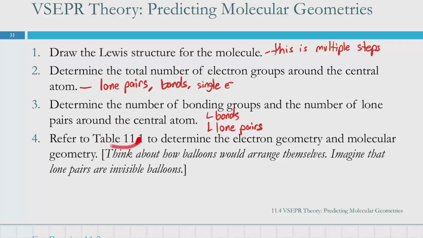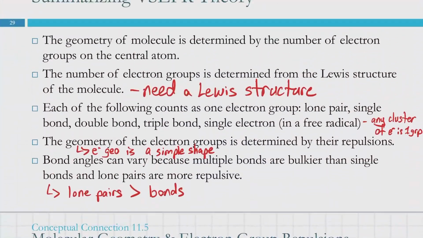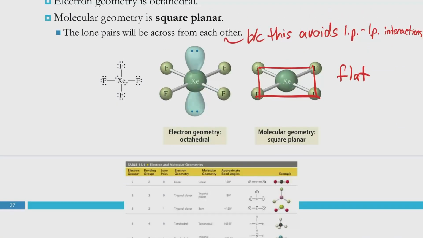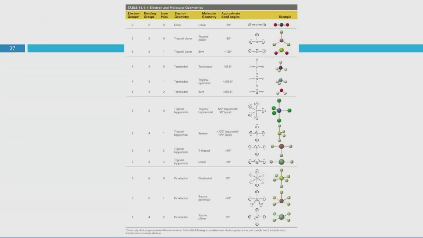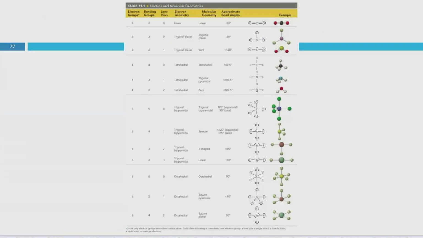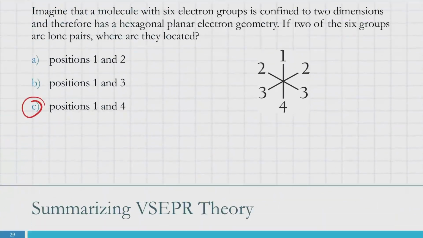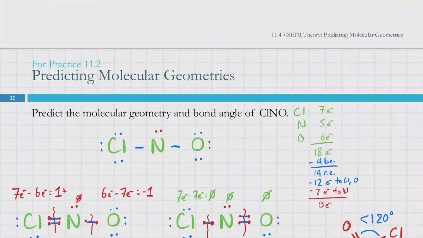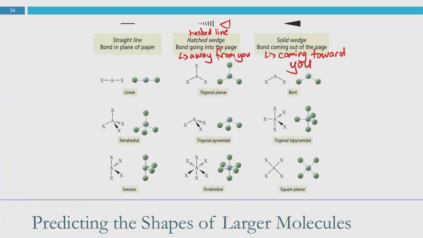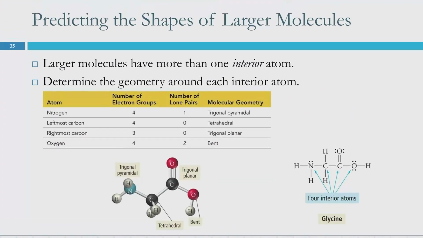Alternatively, we do have table 11.1 that showed up earlier in the slides. Here it is, the big table 11.1. You can also refer to this table instead to get our electron geometry and our molecular geometry. So it's a little bit involved. We can also do this for larger molecules.